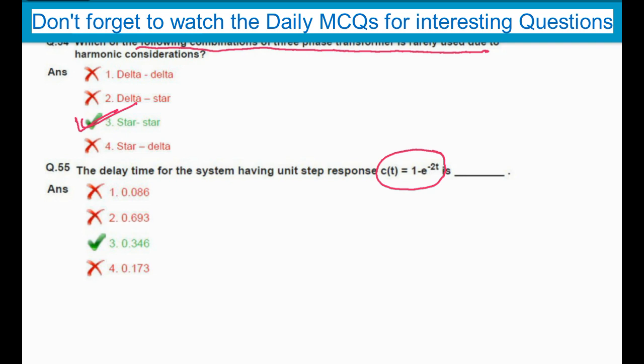So first, what is the delay time? Delay time is the time which the system takes to reach 50% of the final value. The final value is 1. So if the system is taking t time to reach 0.5, then t is the delay time. So we will equate 1 minus e to the power minus 2t equal to 0.5 and find out the t. This is the answer.